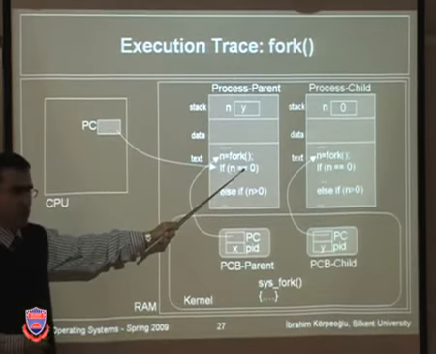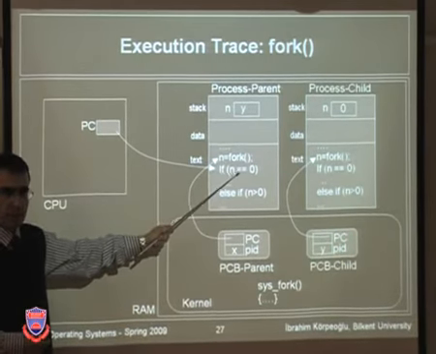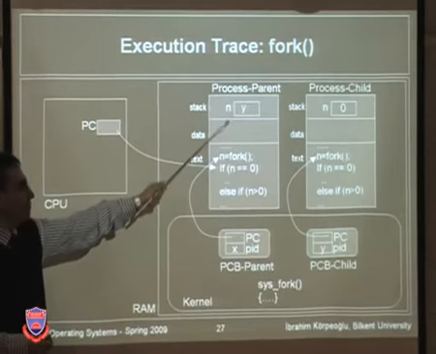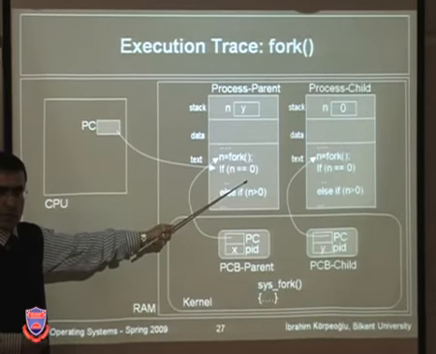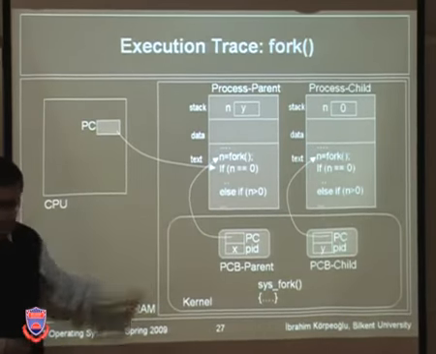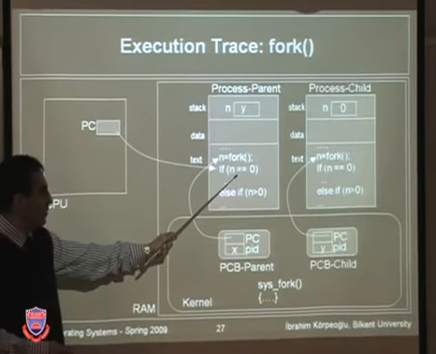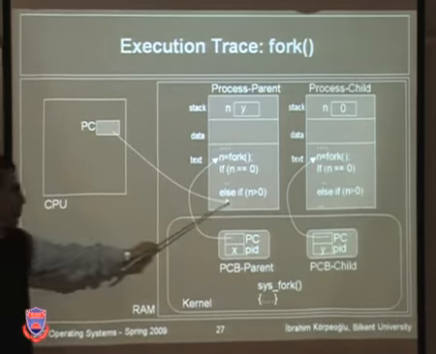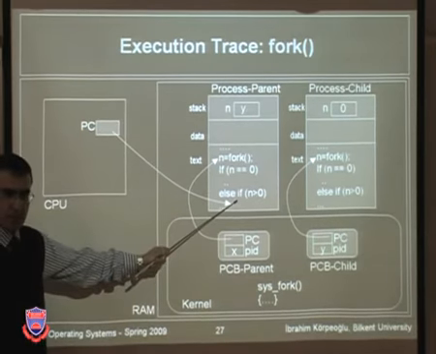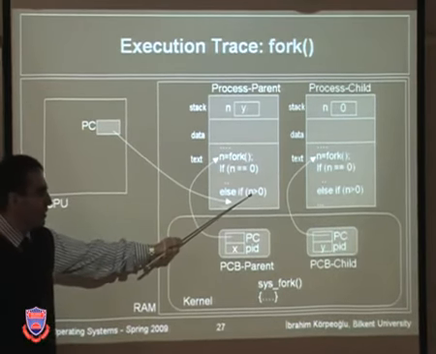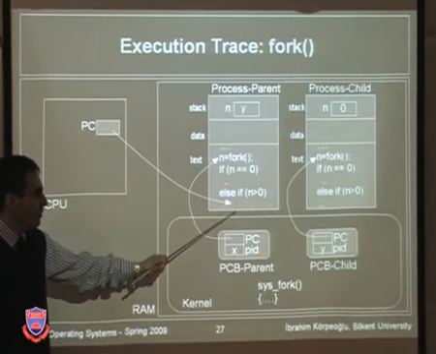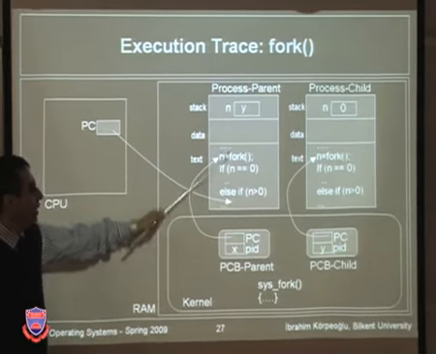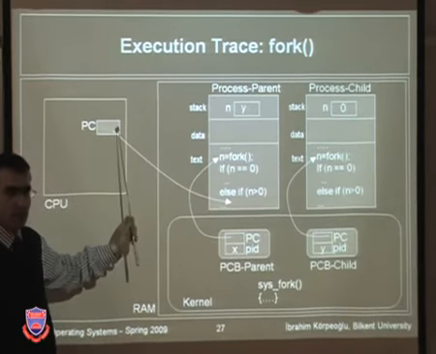So this instruction will execute. It's a comparison. It will compare the value of n with 0. So the condition will be false, right? Evaluated to false. So therefore, the next instruction to be executed will not be here, but there. So therefore, the PC will be updated to point to here, right? Which means that n is greater than 0. So now these instructions will be executed when the parent process is executing in the CPU.